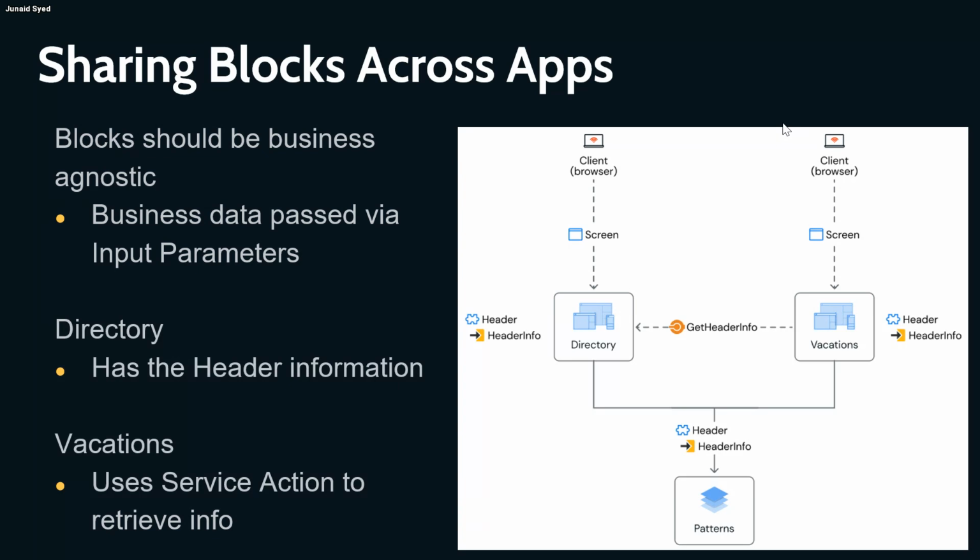Since applications in ODC cannot interact with each other through server actions, here we have to use a service action. The directory application exposes a service action called get header info, and the vacations application calls that service action to pull the header information, and then binds that information with the header block which it gets from the patterns library.